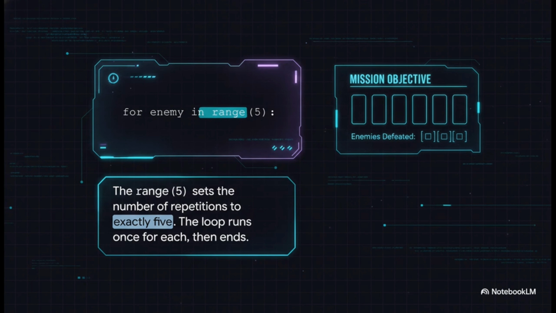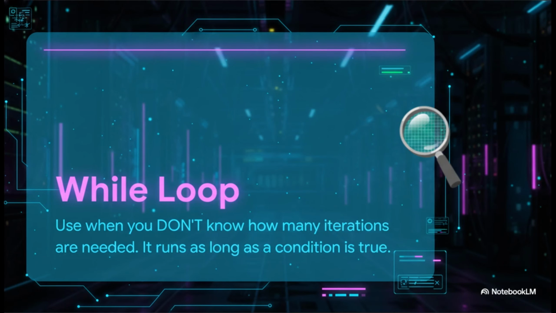Look here, for enemy in range 5. That range 5 part, that's the game master telling you there are exactly 5 enemies. The line of code tucked in below it is your attack. It runs once for each of those 5 enemies, and then, boom, the loop is over. Mission complete.